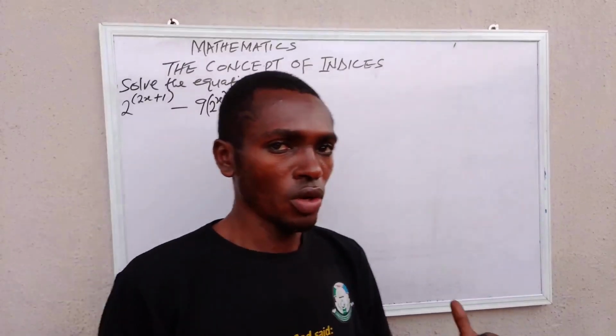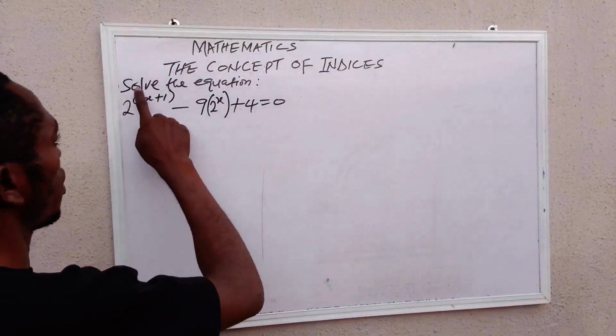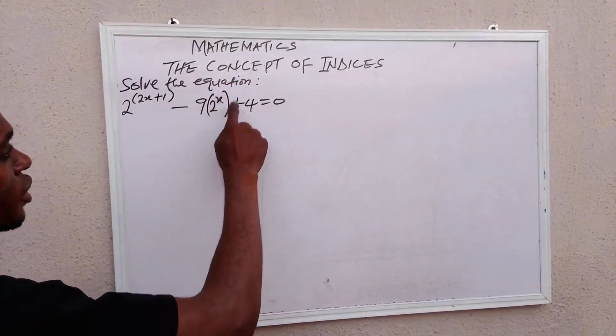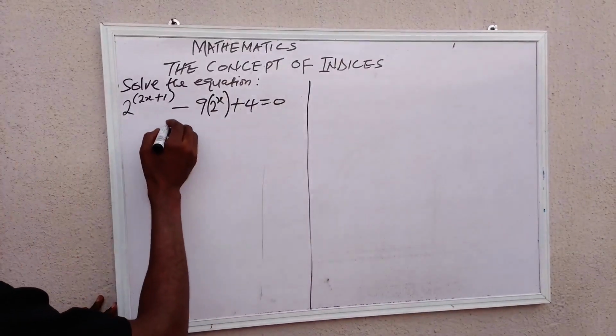Now, I want to show you how to solve this question that has to do with the concept of indices. The question says that 2 raised to the power of (2x + 1) minus 9(2 raised to the power of x) plus 4 equals 0. So what we're going to do is this.